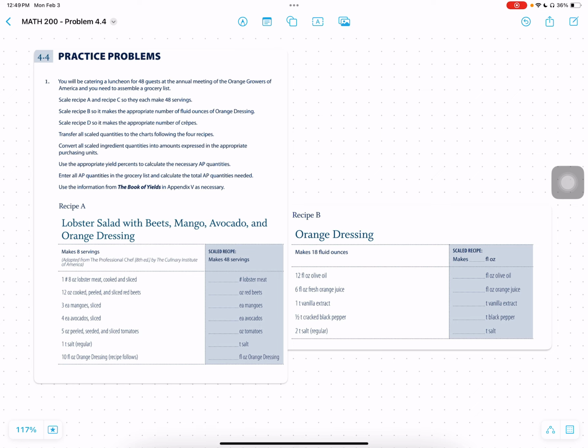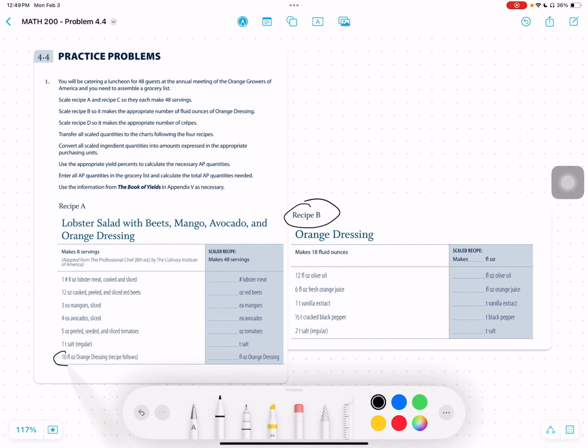Okay, so problem 1 of 4.4 has 4 parts. It has 4 recipes: recipe A, recipe B, recipe C, and recipe D. The way that this works is that recipe A and recipe C are the main recipes, and recipe B and recipe D are sub-recipes. Those are recipes for one of the ingredients on the original or previous recipe. For example, the one that I'm showing you right now, recipe B for orange dressing, will be the recipe to make the orange dressing needed on the first recipe.